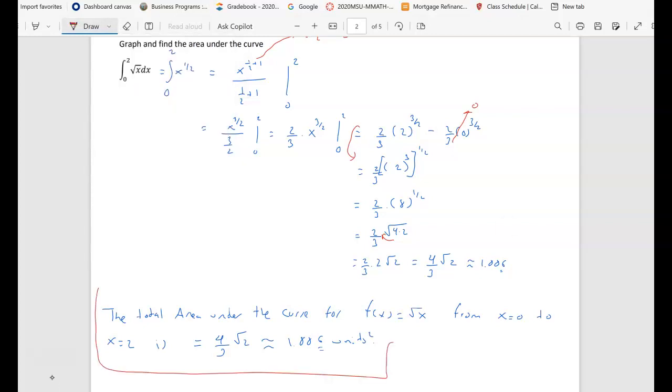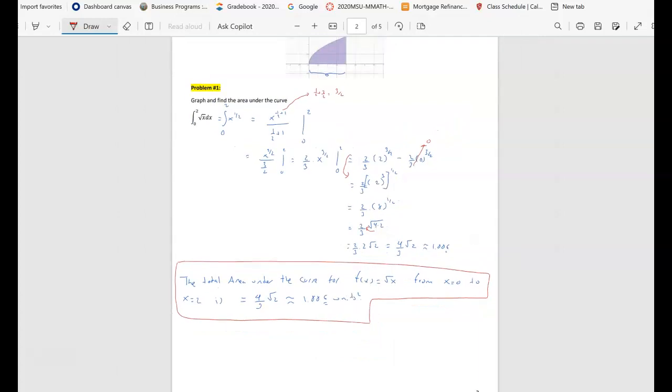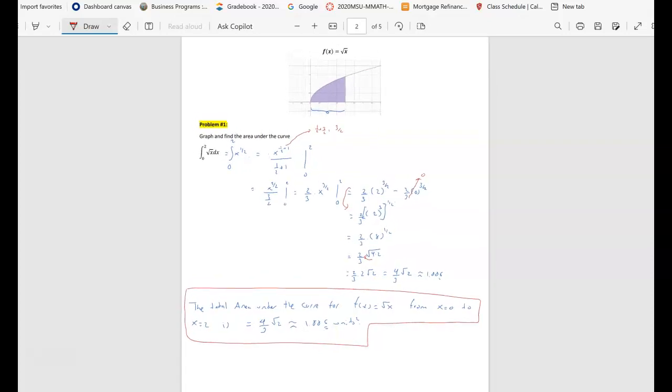A lot of our applications are going to represent some physical quantity. So in this case, because they're asking for area, we're going to be expressing it as units to the second power. That's actually it for this one. And once again, as long as you have a bounded region, the integral is going to give us the exact area. The exact area for this one ended up being 4/3 square root of 2.